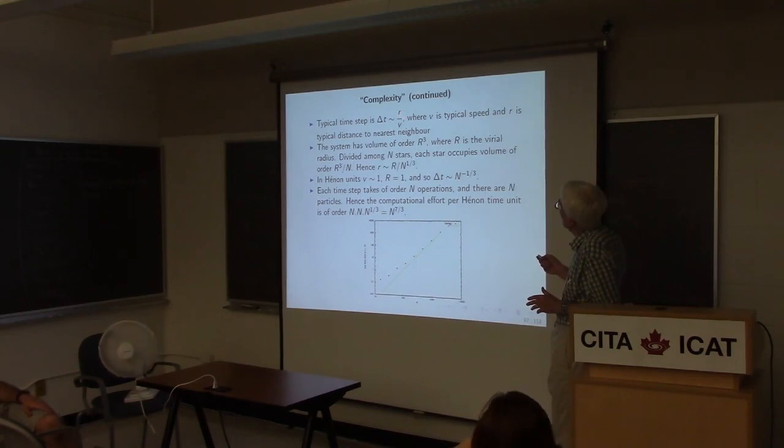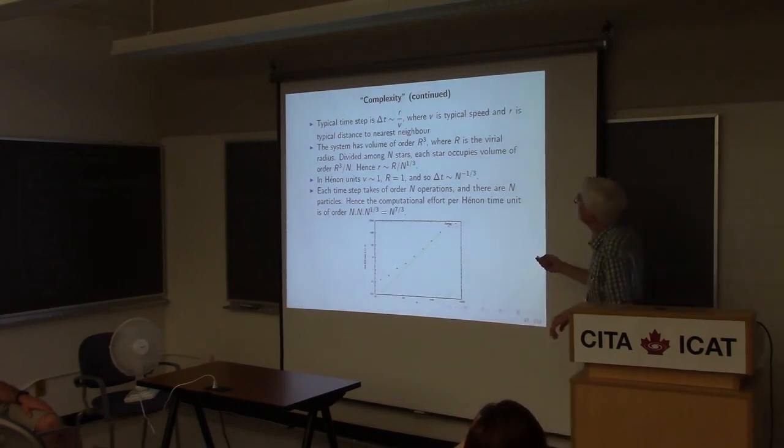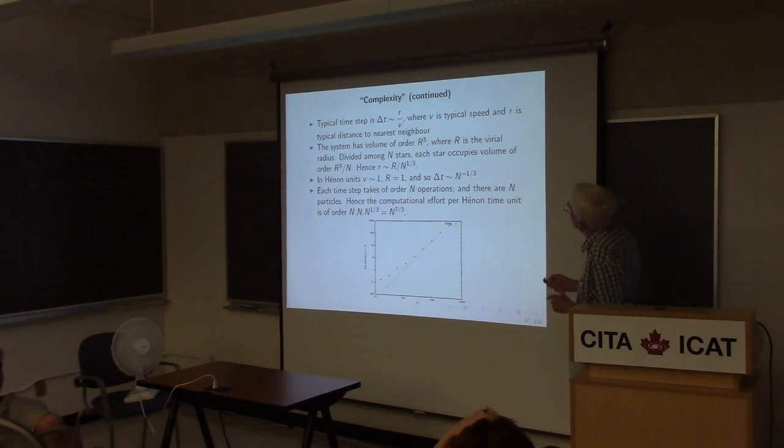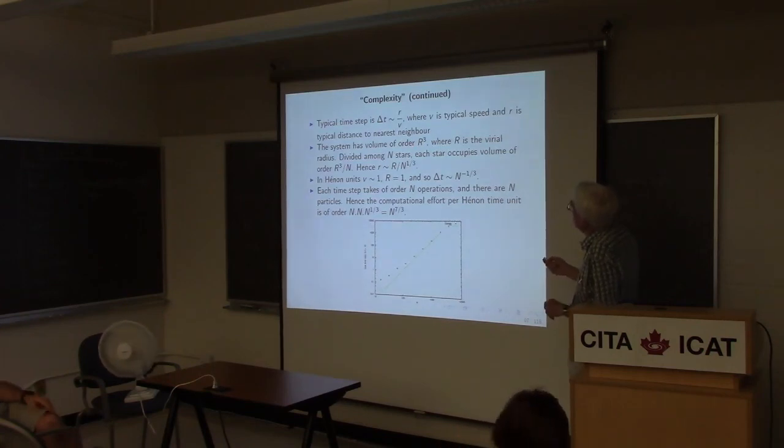Now, I haven't mentioned this before, but basically the typical time step is of the size of the separation between neighboring particles divided by their relative speed. I don't want to say any more to justify that, but in physical terms, you can see that a collision in principle could take place within a time interval of that size. And although it's done in a different way, the formula which is generally used for time steps in n-body codes gives a result of this kind. Now, the system has a volume of order of the cube of the virial radius, thinking of this as being a typical radius.